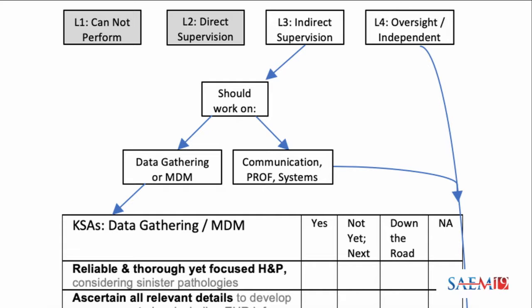If you go to level 3 and say, okay, they need indirect supervision, they still need some help. We need to talk about the patient. I need to go re-ask some of the key questions. Then you follow the arrows down, and you say, what should they work on? Do they need to work on data gathering and medical decision making, or do they need to work on communication, professionalism, or system stuff? We separated these for 2 reasons. One is that we wanted the groups of KSAs that you get to next to be a reasonable size, like 10 each. If I gave you 20 or 30, people would be like, yeah, right, I'm not filling those out.